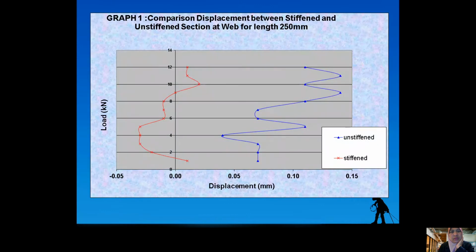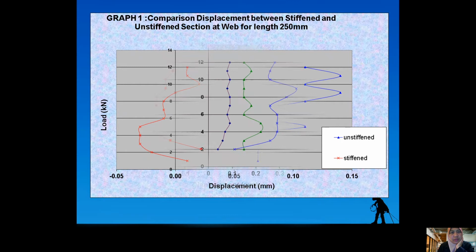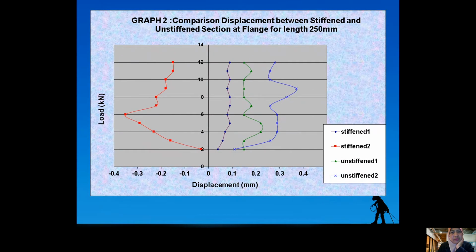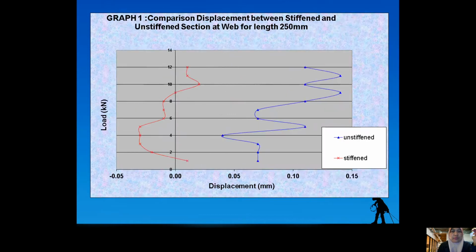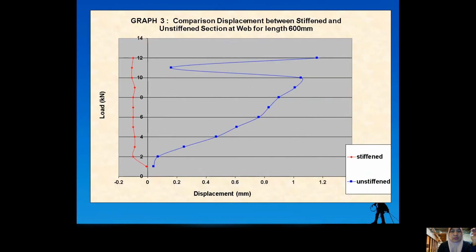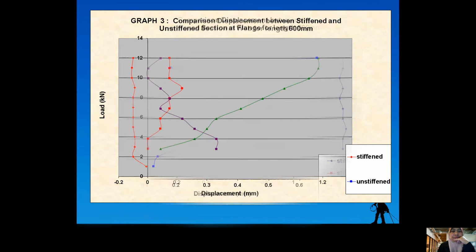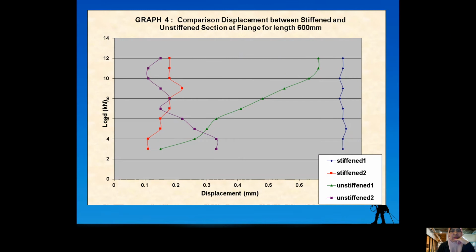This one is the comparison of displacement between stiffened and unstiffened section of the web for length 250 mm. This graph shows the comparison for the displacement, and this one is the comparison between stiffened and unstiffened section at the flange. The first graph I showed you is at the web, and this one is at the flange. This one is the comparison at the web for length 600 mm only, and this one is for the flange at 600.